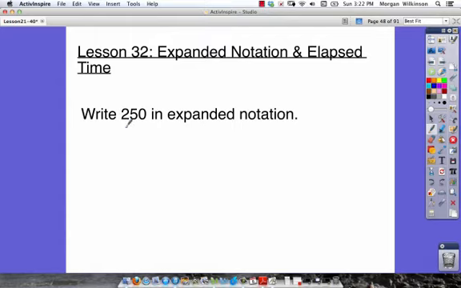So, 250. Well, that means we have two hundreds. The way that we're going to write that in expanded notation is going to be 2 times 100, because we have 200. That's the first part. And we write expanded notation answers within parentheses. We have 5 tens. So what we're going to say is plus 5 times 10.